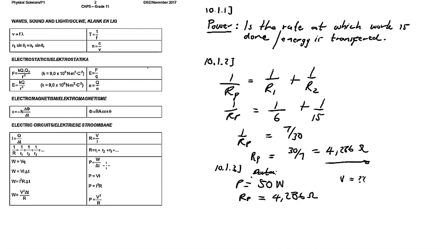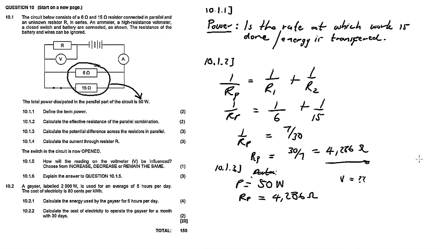Power equal to, nope, I don't have a current, so I can't use this one, but instead I will use this one. I have power and R, and I want the value for V. So P is equal to V squared over R. Then you substitute the value for P.